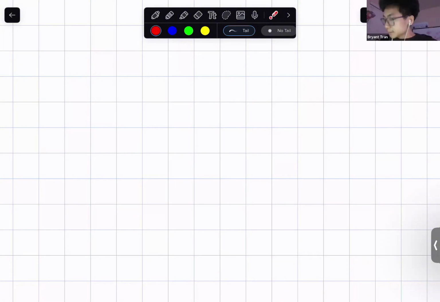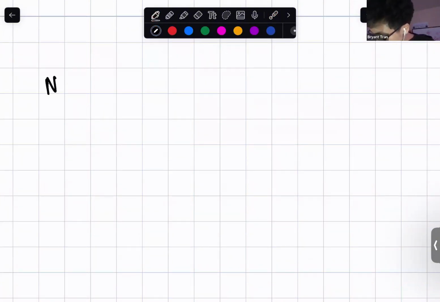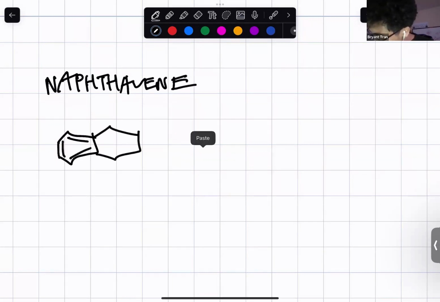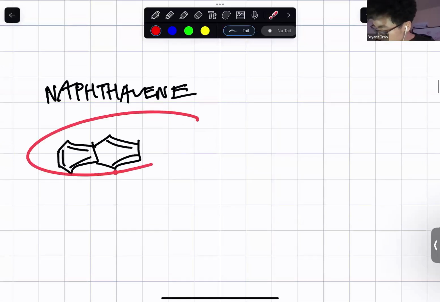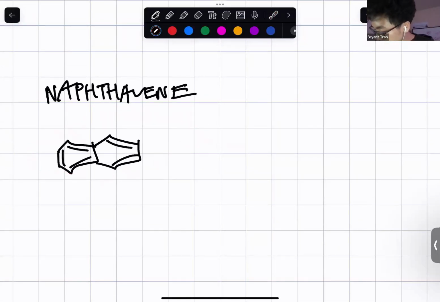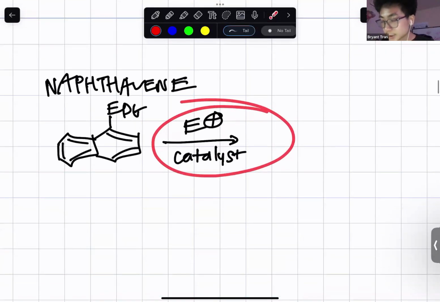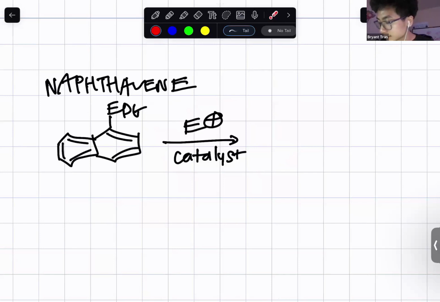Okay. So naphthalene is going to have 2 benzene rings fused together like that, right? And if we have an EDG attached to the naphthalene and we put some kind of electrophile with a catalyst attached to it, and it's going to be different for any EAS reaction, like nitration, sulfonation, halogenation, Friedel-Crafts alkylation, Friedel-Crafts acylation, the electrophile is going to attach opposite to the EDG, right?